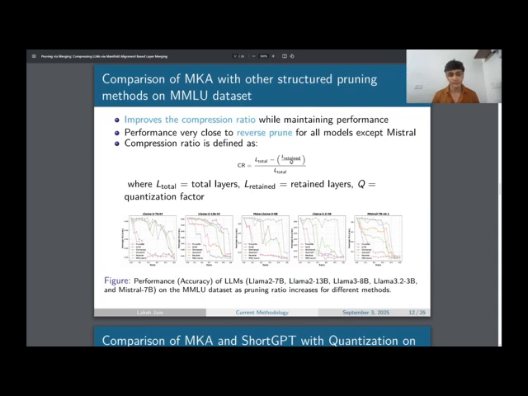And you can see in the figure that we have 5 different models, and we compare MKA with other structured pruning methods. You can see that the performance of MKA is quite similar to reverse pruning, and you can also observe that reverse pruning and MKA are the best performers among all the methods. One thing to note in particular is in the case of Mistral 7B, you can see that we actually have better performance using MKA and not using reverse pruning. So we can conclude from this that MKA is more robust because we have different architectures here and we have very great results from MKA.